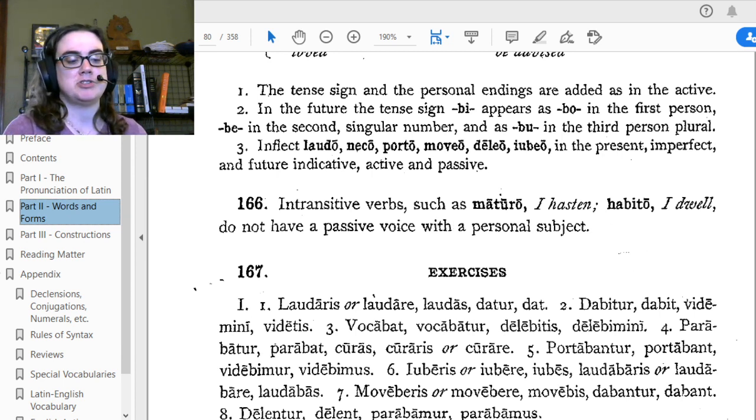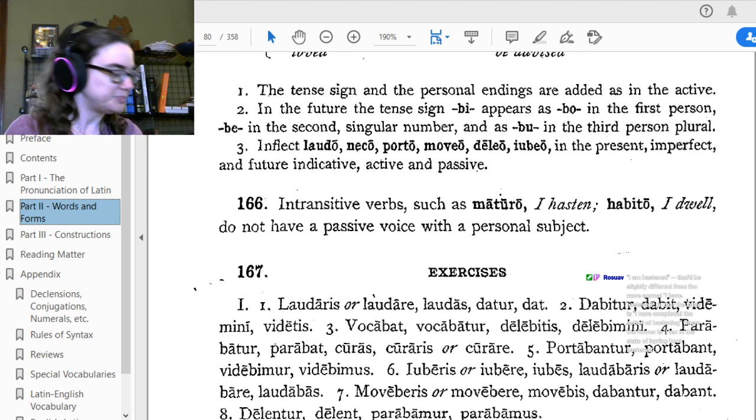Sometimes Latin does use a passive intransitive verb to just make the point of like it happens. It's not very common, and I think it's mostly with the verb iter, to go. So normally we would not have a passive of to go, but it kind of gets used to mean there was a procession.